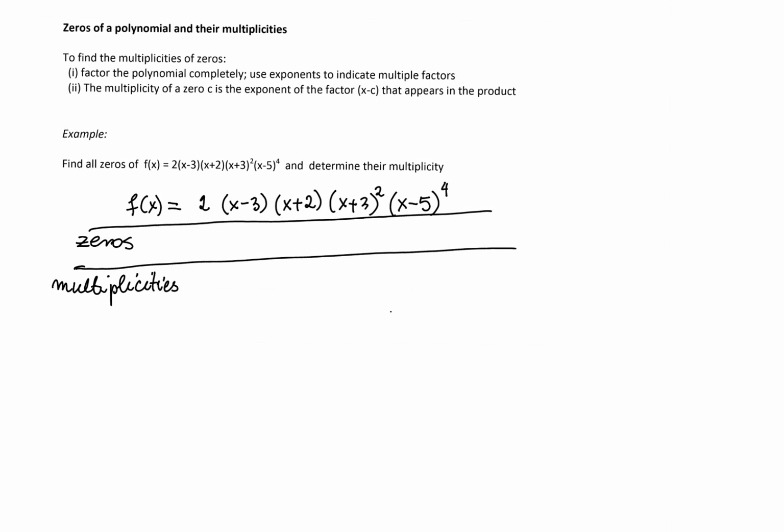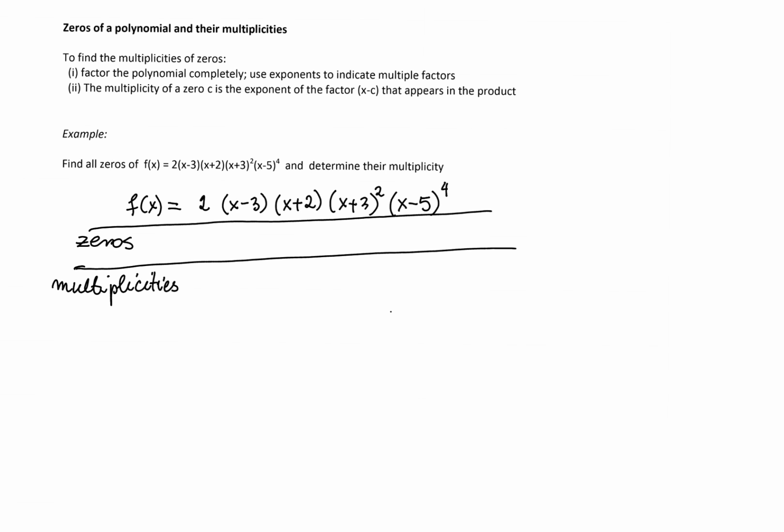If we have zeros of a polynomial, then it is relatively easy to find the multiplicities. We'll have to factor the polynomial completely and use exponents to indicate multiple factors. And we have to remember that if x minus c appears in the factorization, then c is the zero and the exponent of that factor x minus c indicates the multiplicity.